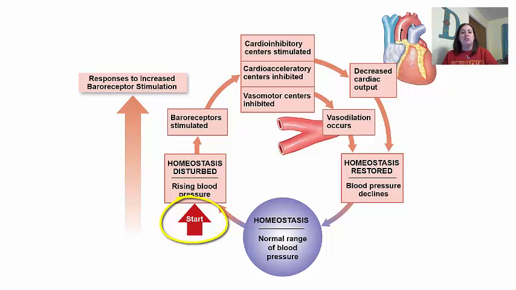If you look at the chart, it tells you to start here. Homeostasis got disrupted by raising our blood pressure. When the blood pressure is raised, the baroreceptors get stimulated, and this rising blood pressure is sent to the cardiovascular center. The cardiovascular center is going to decide what to do. The cardioinhibitory center gets stimulated, so it's going to decrease cardiac output. The cardioacceleratory center is going to be inhibited, which slows down the contraction velocity. The vasomotor center is going to be inhibited so that the blood vessels undergo vasodilation.